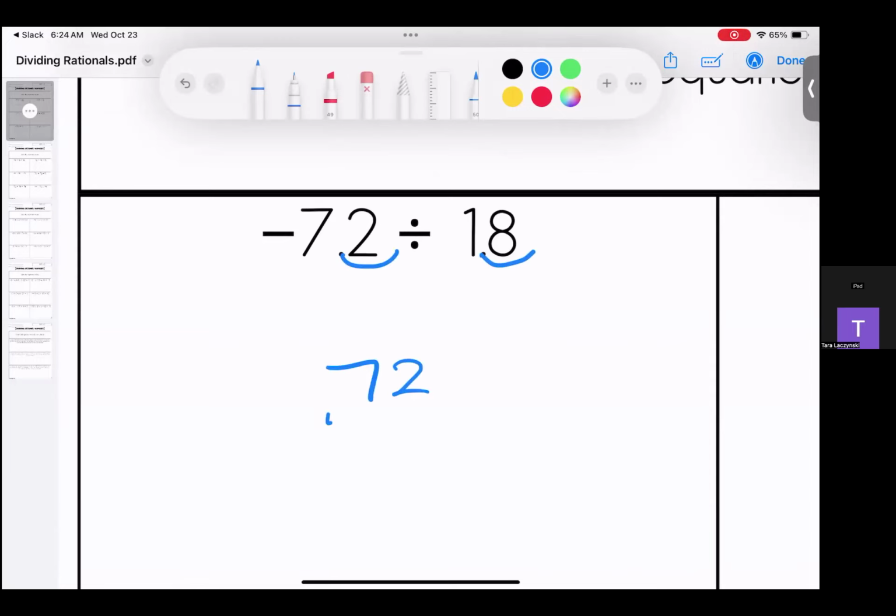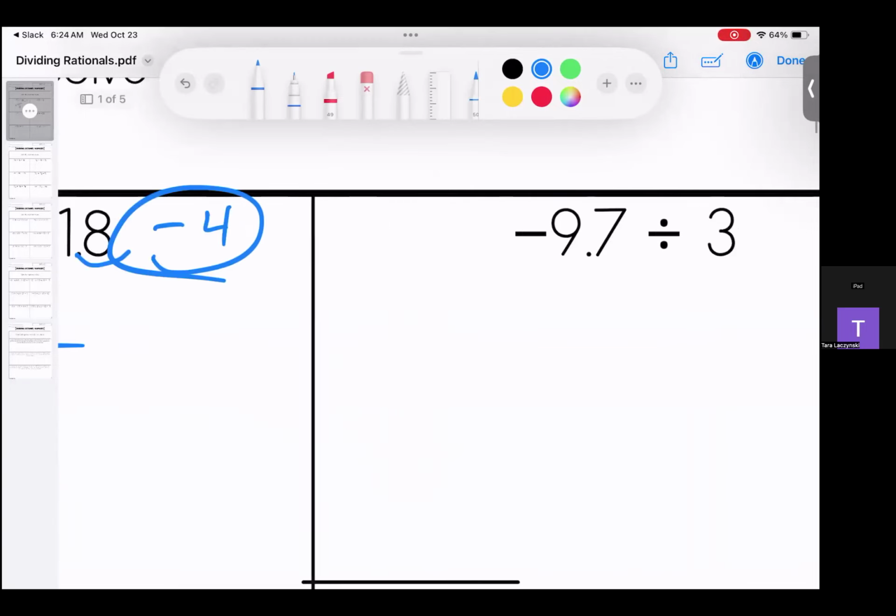For this first one, it becomes 72 divided by 18. I'm going to put the negative sign up here because the signs disagree. 18 times 4 is 72 on the nose, and that 4 is negative.